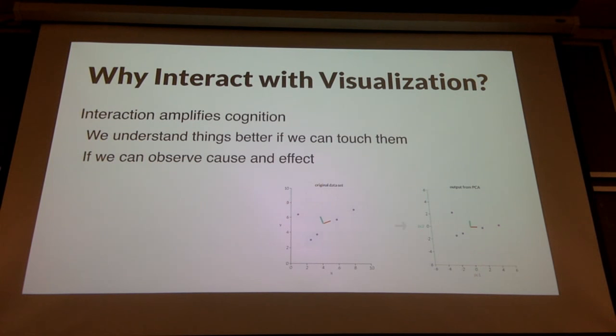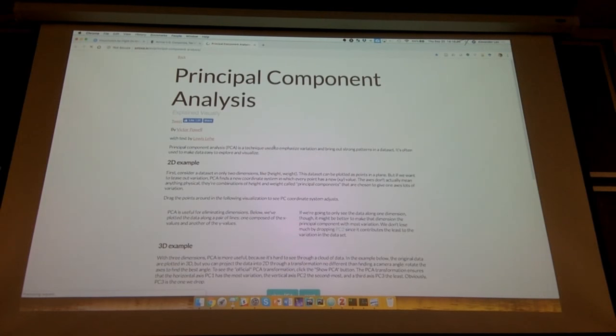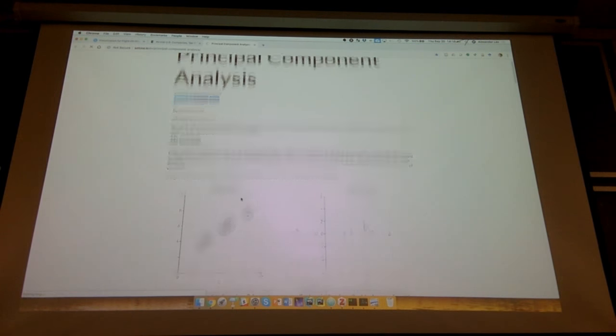Interaction also amplifies cognition. We then tend to understand things better if we can touch them, right? So it's really important for us to play with something and if we can observe cause and effect. This is a tutorial that I will be coming back to when we talk about data analysis and how we can integrate it with visualization. This is a principal component analysis example.